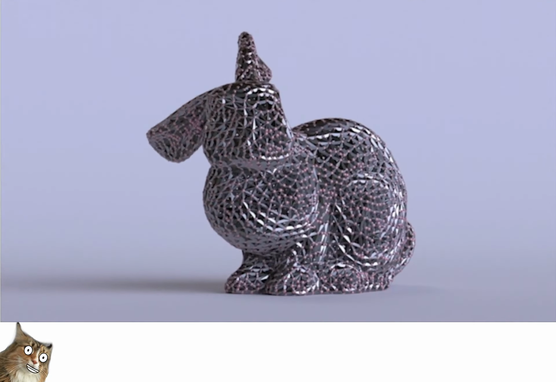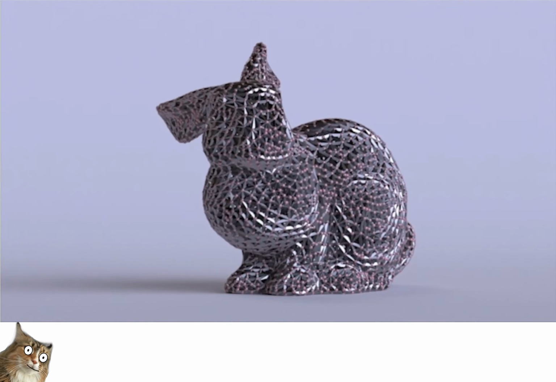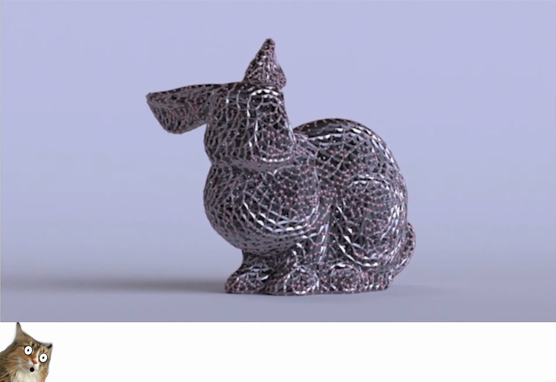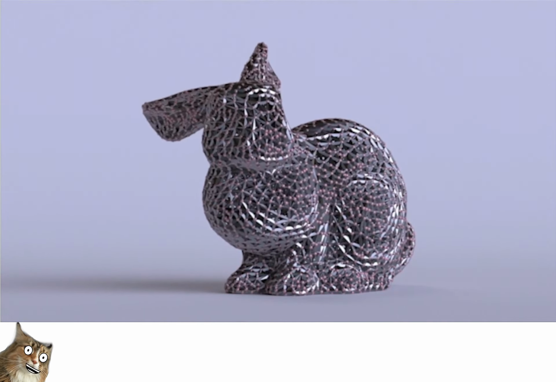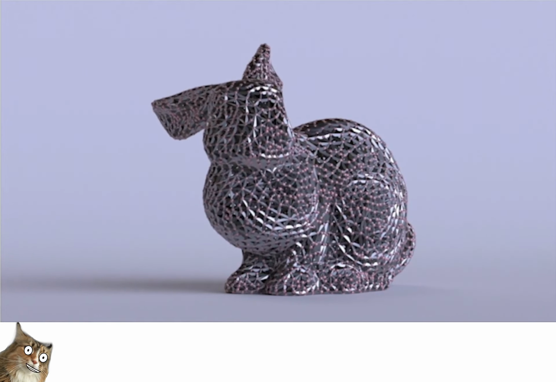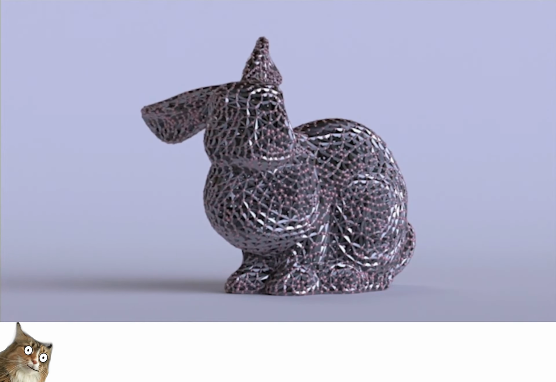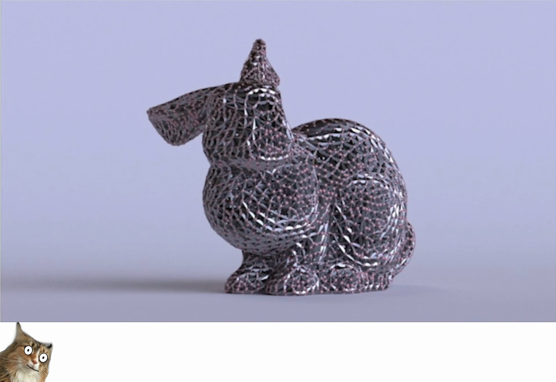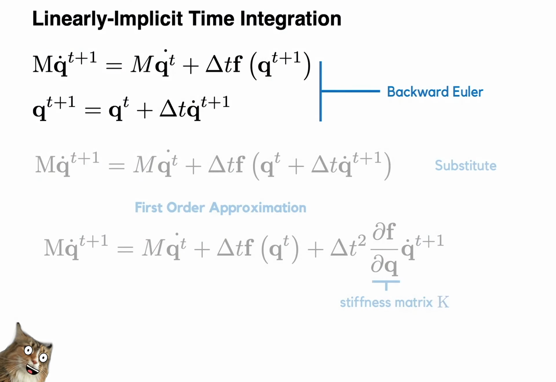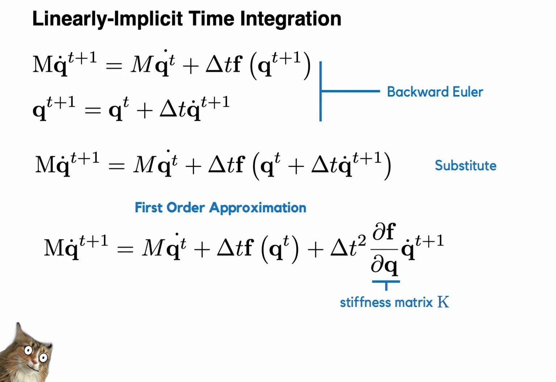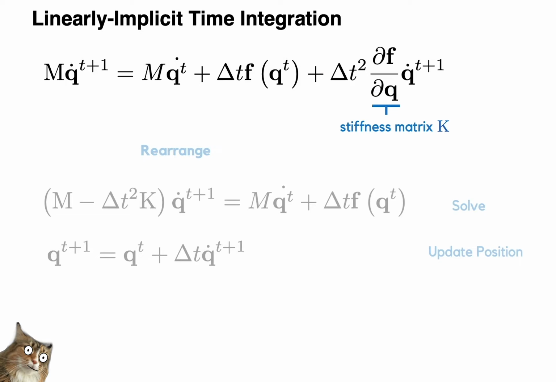If you cast your mind back to the third video in this series, you might recall that we introduced a relatively simple time integration scheme to somewhat stably simulate mass spring systems. We called this integrator the linearly-implicit time integration scheme because while it started life as a Backward-Euler integrator, we used a first-order or linear approximation to arrive at an efficient simplification.